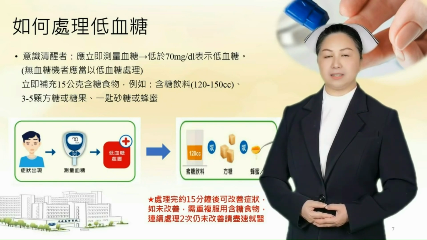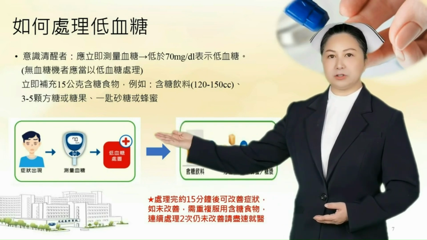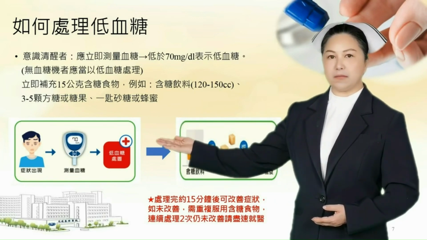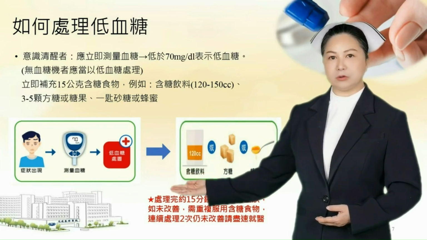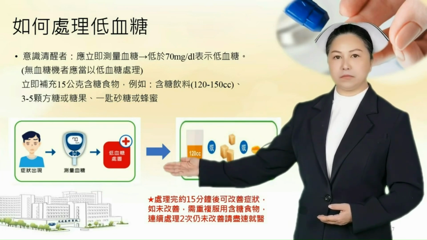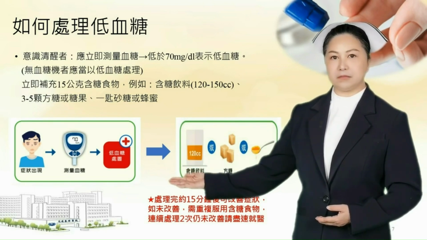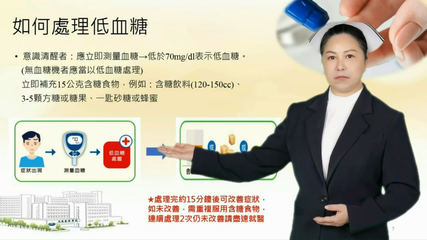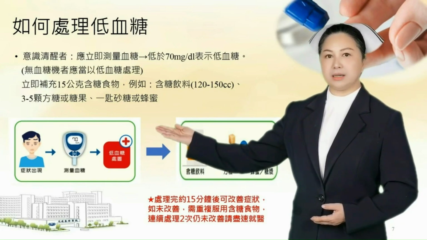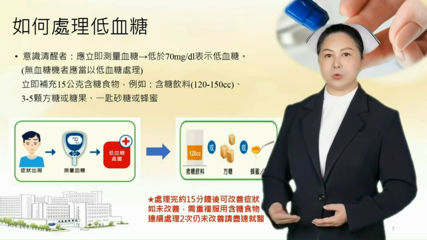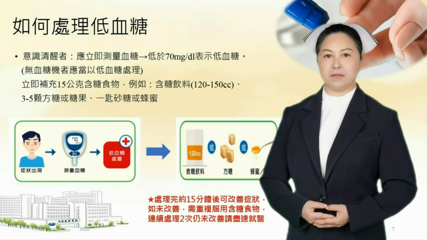Blood glucose below 70 should be measured immediately, indicating hypoglycemia, and patients without a blood glucose machine should be treated as having hypoglycemia. Supplement with 15 grams of sugary foods immediately. For example, sugary drinks, 120 to 150 cubic centimeters, 3 to 5 sugar cubes or candies, a spoonful of granulated sugar or honey. Symptoms can improve after about 15 minutes of treatment. If they do not improve, sugary food should be taken repeatedly.